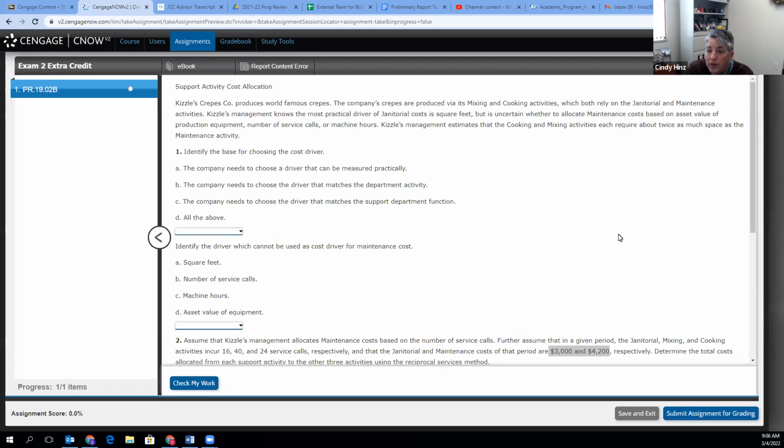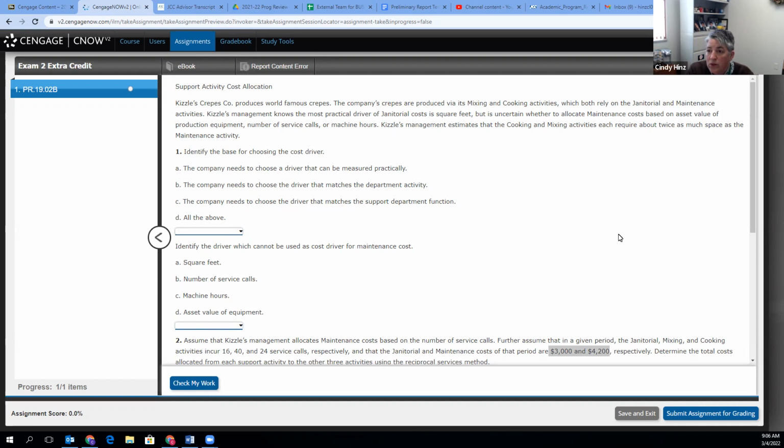So we're doing support activity cost allocation, and it says Kizzle's Crepes Company produces world famous crepes. The company's crepes are produced via its mixing and cooking activities. Both rely on the janitorial and maintenance activities. So we have 2 production departments and 2 support departments.